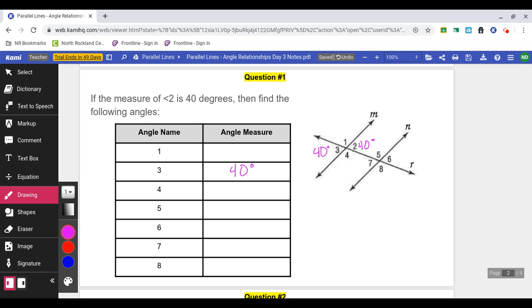Okay, I can now use the supplementary angle relationship. I can use alternate interiors. I can use corresponding angles. It does not matter which angle relationship I use, but I'm going to stick with the 40-degree angle, and I'm going to use the angle relationship of alternate interiors. I know angle 2 and angle 7 are alternate interior angles, which means they're equal to each other. So I know angle 7 also has to equal 40 degrees.